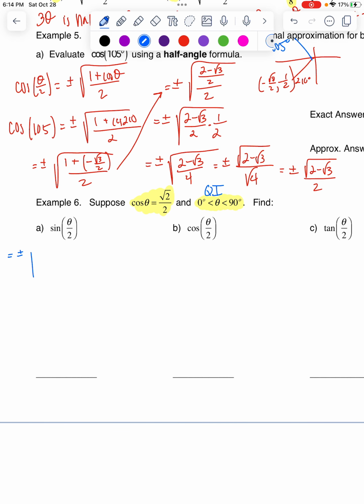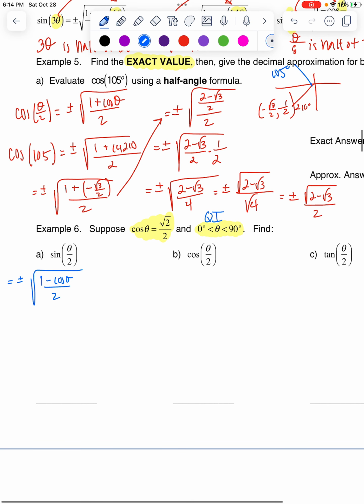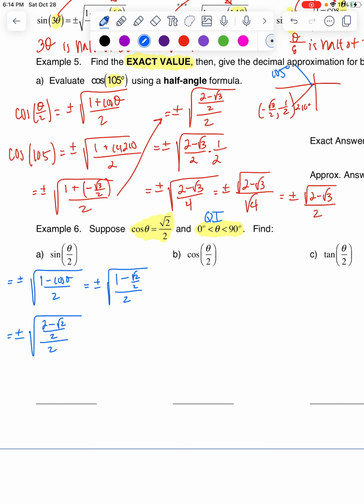So I have my plus or minus the square root of 1 minus cosine of theta all over 2. Now here it's not asking for a specific angle measurement like how it did in example 5. All we can do now is just take our cosine of theta and plug that right into our formula. So we have the plus or minus the square root of 1 minus root 2 over 2, all over 2. And again, we're dealing with a complex fraction, so I'm going to find a common denominator for my numerator. So I have a 2 minus root 2 all over 2, divided by 2.